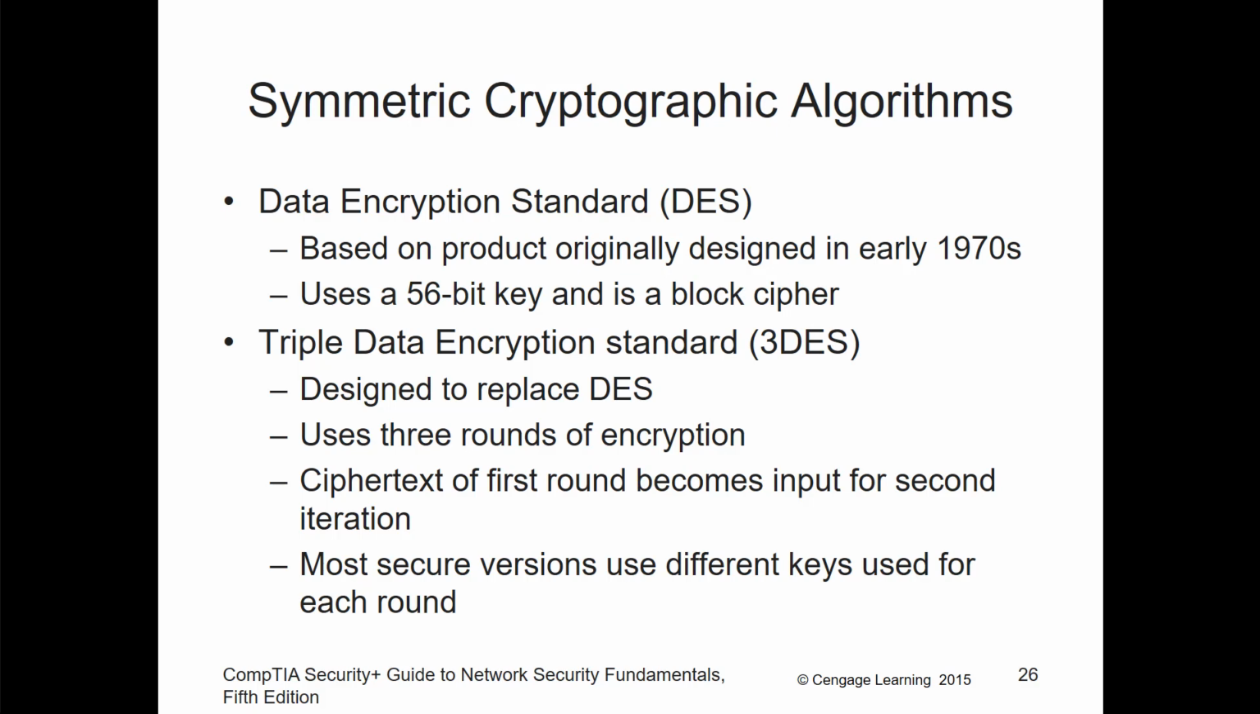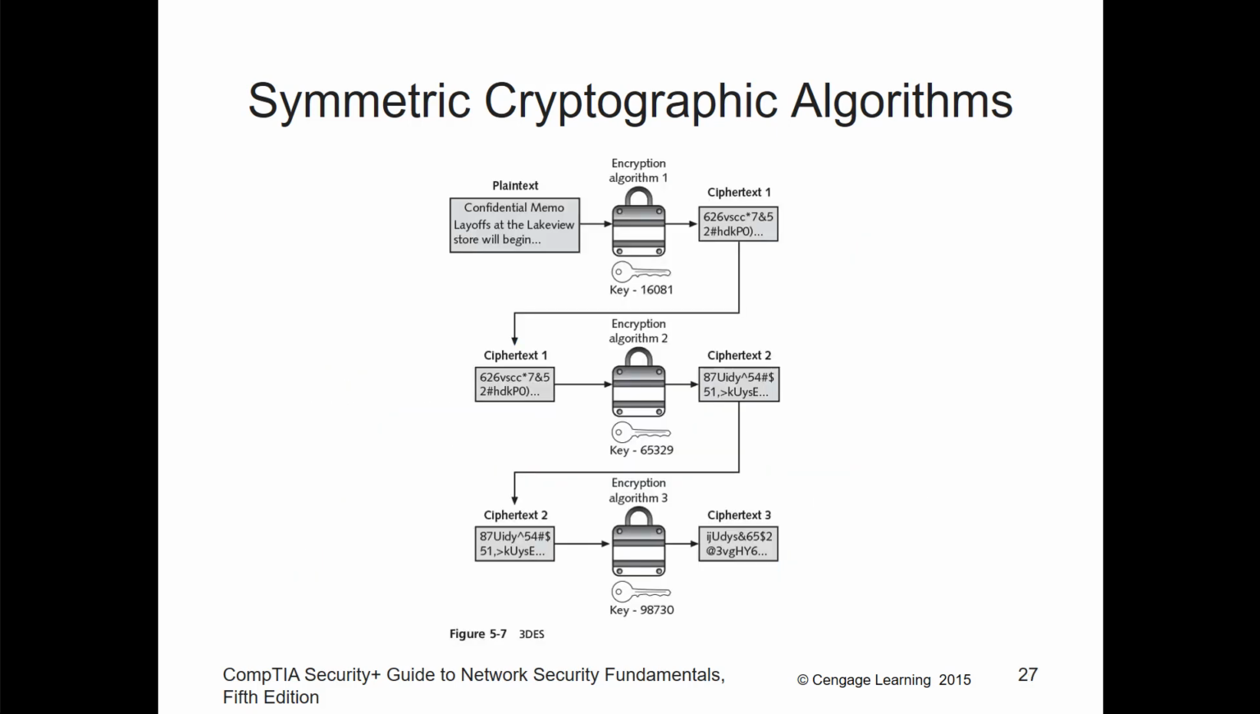DES and triple DES being DES 3 times. This is the most secure version. It uses different keys for each round. But again, these have issues. Here's triple DES. We have 3 different keys. A little bit more time consuming, but this will actually cipher it 3 different times.